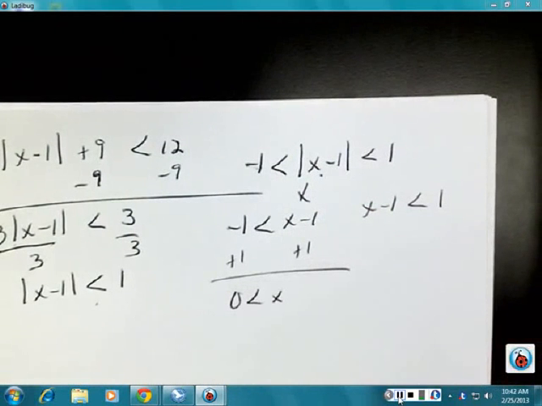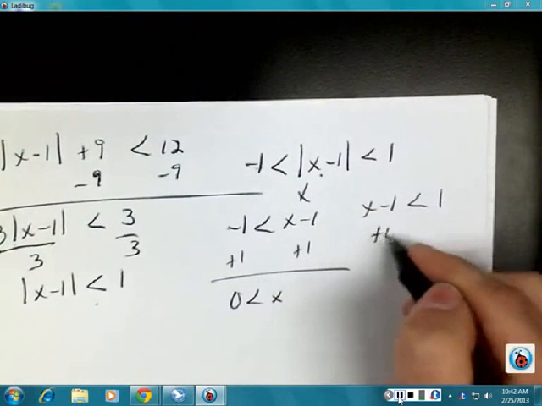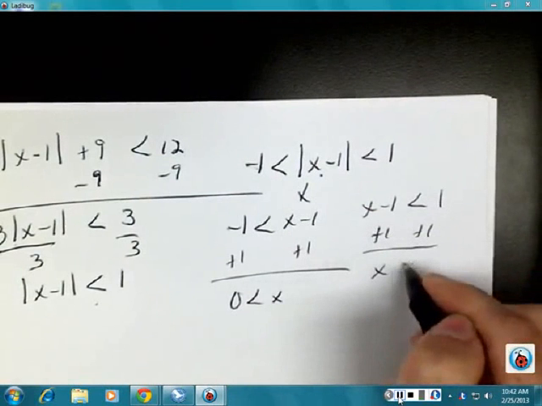So 0 is less than x. Take the other one, add 1. X is less than 2.